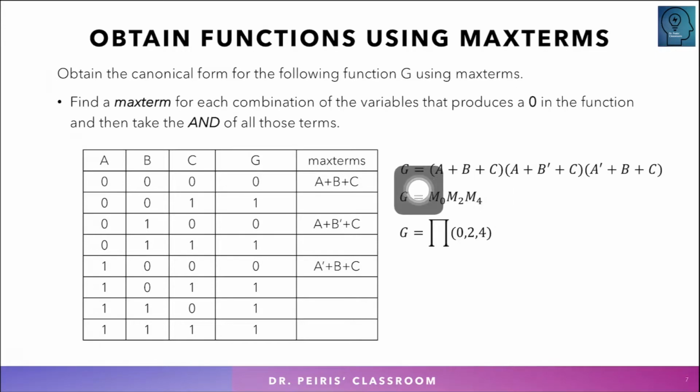And using the designation, we can write the output G as M0, M2, M4. This is 0, 1, 2, 3, 4. So this is 0, 2 and 4. M0, M2, M4. And as I said before, we use capital M for the maxterms. Now for the maxterms, we are basically doing the product of maxterms here. The product is written using this notation. So this is the notation for the product, and our terms are at 0, 2 and 4. This is how we do the maxterms.